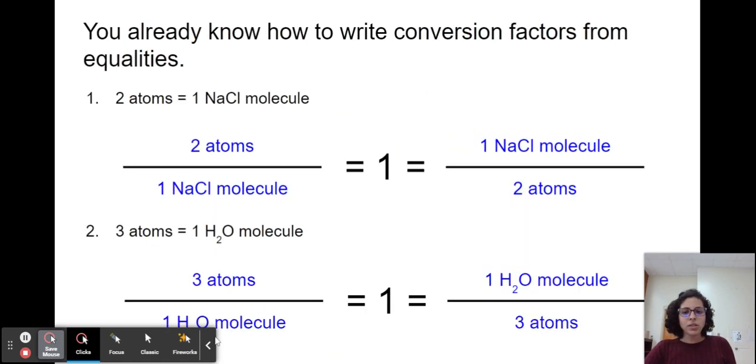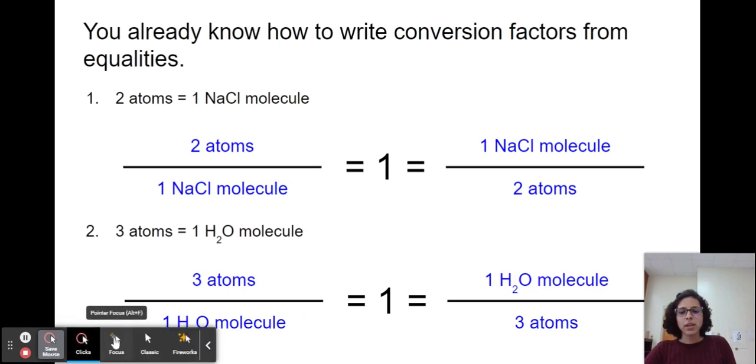And finally, you also know how to write conversion factors from equalities. So given the equality 2 atoms equals 1 sodium chloride molecule, we now have a conversion factor that can take us from units of atoms to units of molecules, or from units of molecules to units of atoms, by taking one side of the equality, 2 atoms, and putting it on top of the other side of the equality, over 1 sodium chloride molecule. And then we can do the flip side of that as well.